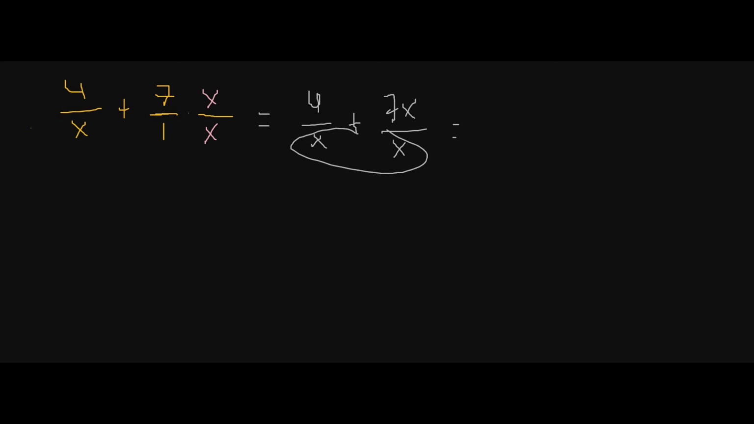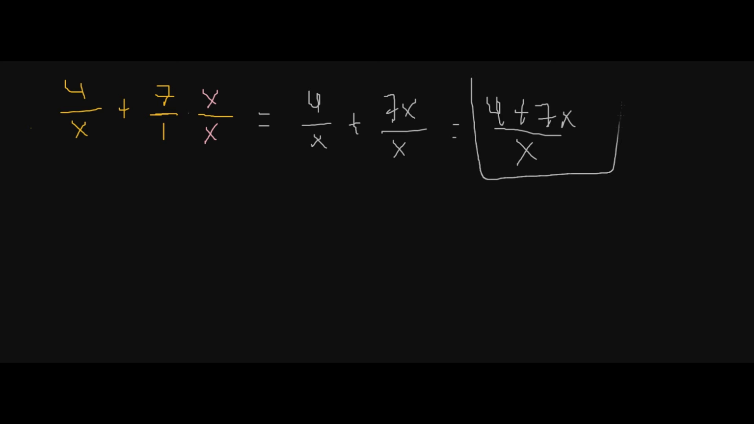Now that we have the same like denominators, again, when we're adding, the denominator stays the same, and we're just going to get 4 plus 7x. And this is my final expression, right? 4 plus 7x divided by x. We're done. There's nothing much that we can do at this point. You should feel pretty confident that this is your final answer, because the 4 does not have an x. We can't combine like terms, right? So we're done there.